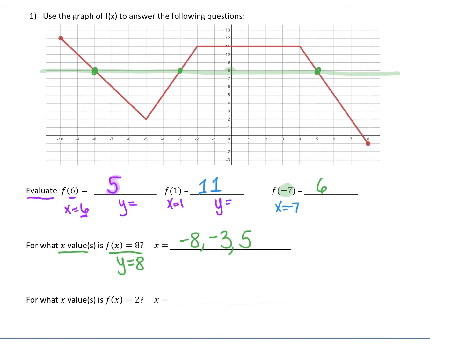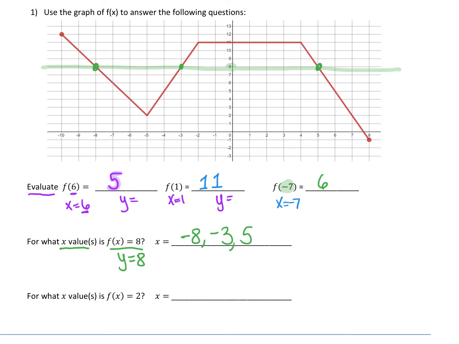Do the same thing for the next one. So this is saying when f of x is 2, meaning when y equals 2, what is x? So I'm going to go to where y is 2, which is right here, and I'm going to look at all the values along that line. Y is 2. One of them is -5, and one of them is 7.